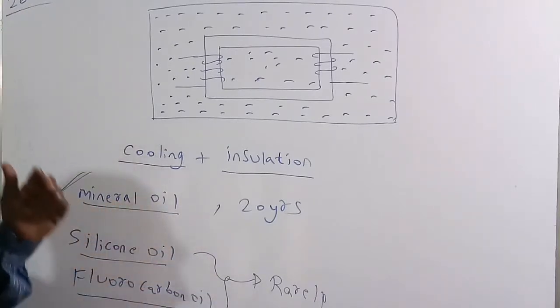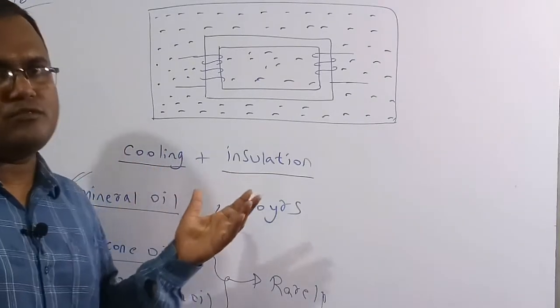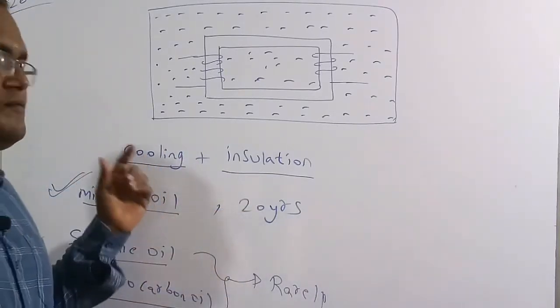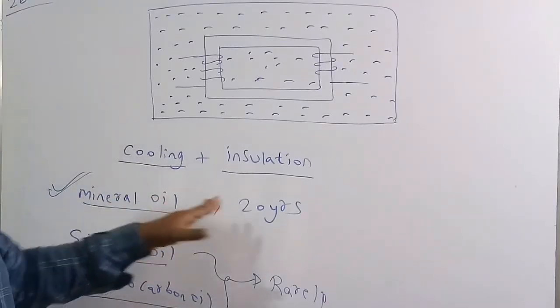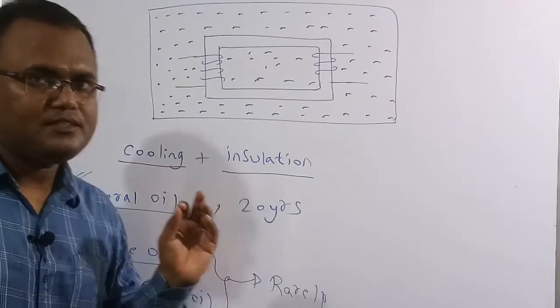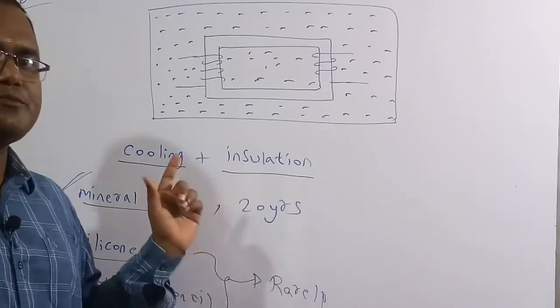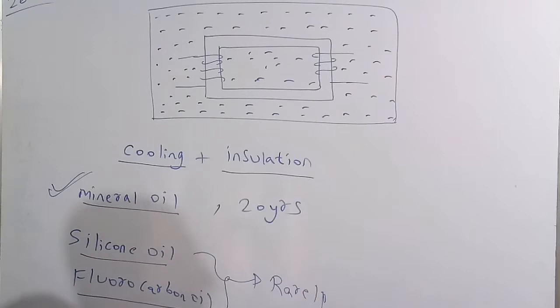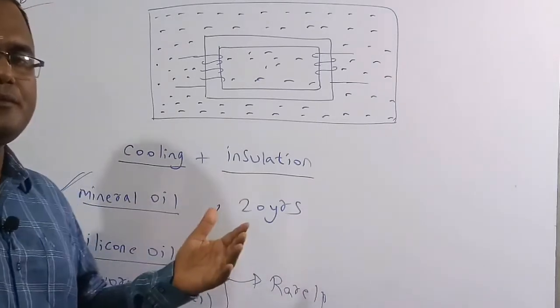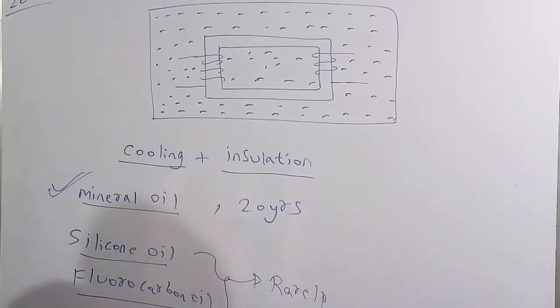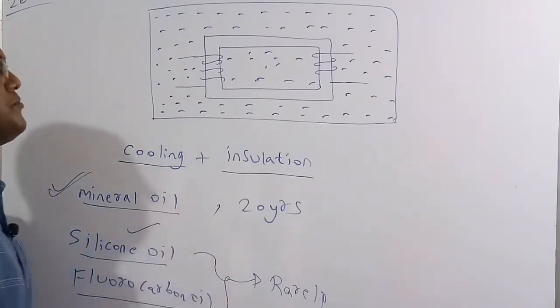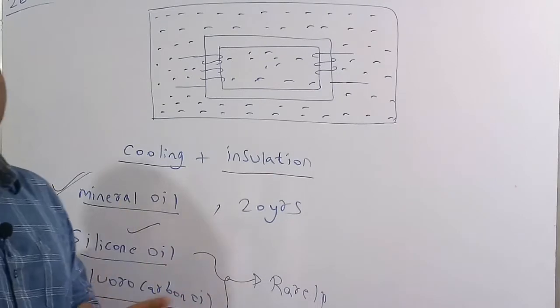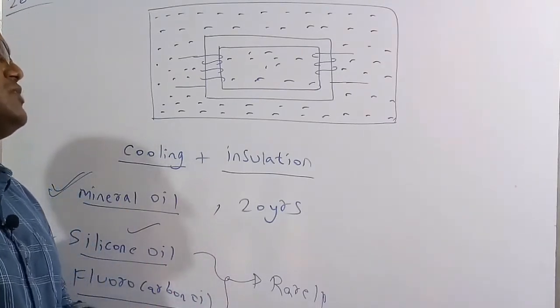If the question asks which type of oil is used in the transformer, the answer is mineral oil. The life expectancy of this mineral oil is around 20 years, so for 20 years it can work non-stop. After that, you have to remove it and fill it with new oil. These are the important things about this oil. Basically the oil in a transformer is used for two purposes, mainly cooling and insulation. So now we are going to solve the 27th question.